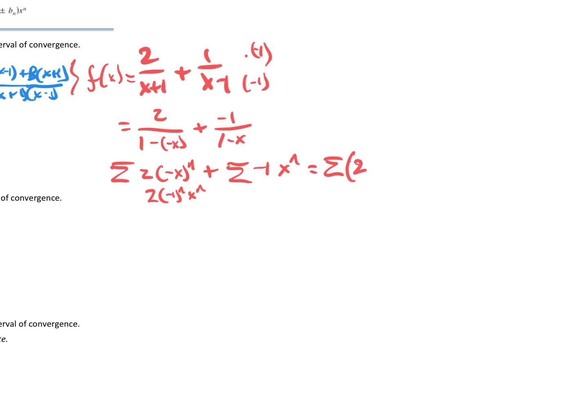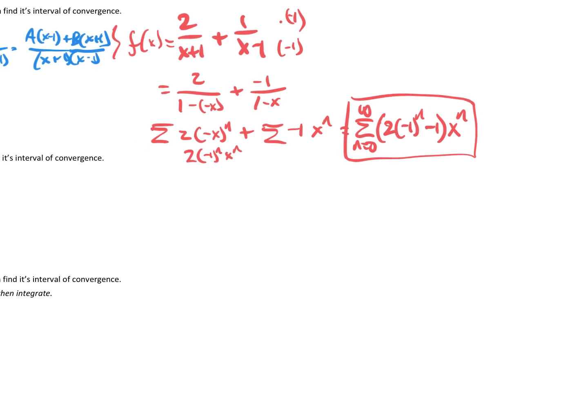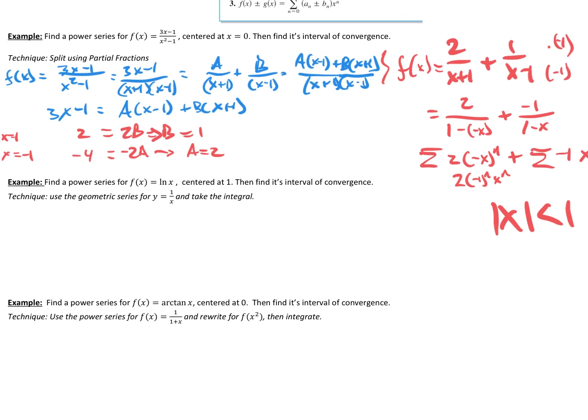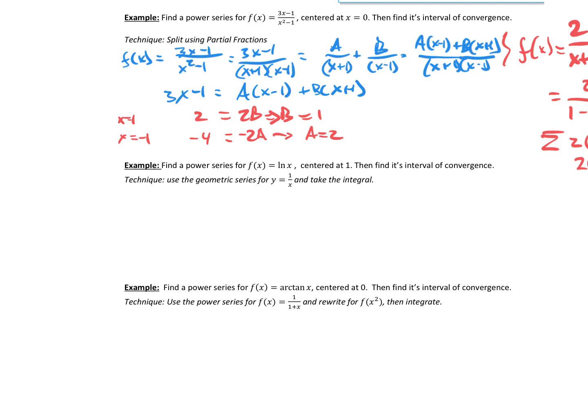Let's see. There it is. 2 times negative 1 to the n minus 1 times x to the n. All right, and there is our simplified series for that. Since x is the ratio here, we know the absolute value of x is less than 1. That means that the radius is 1, and the interval is from negative 1 to 1. Okay? All right, so that's the idea.